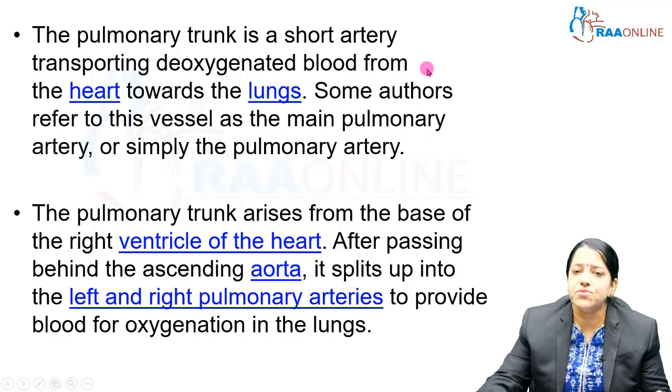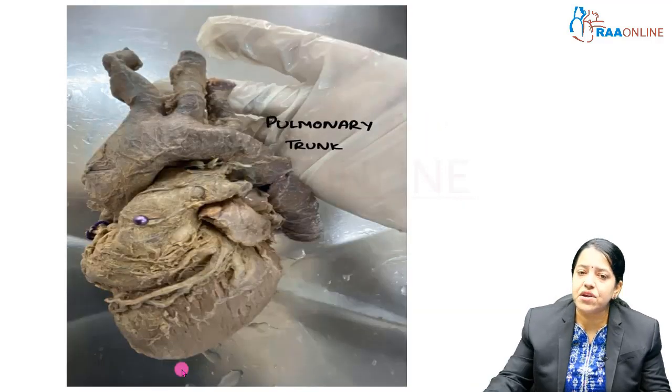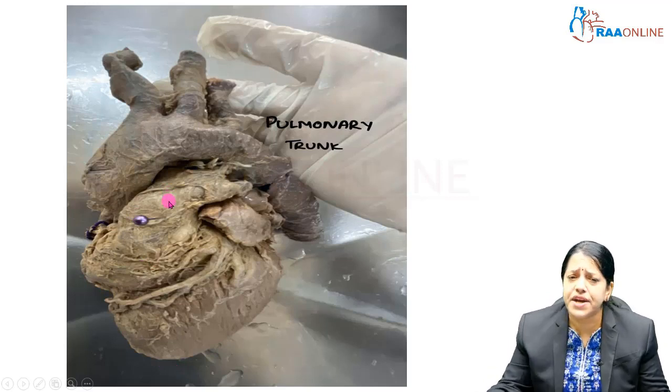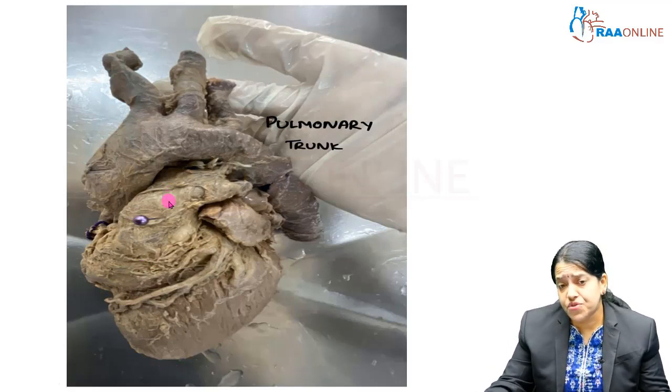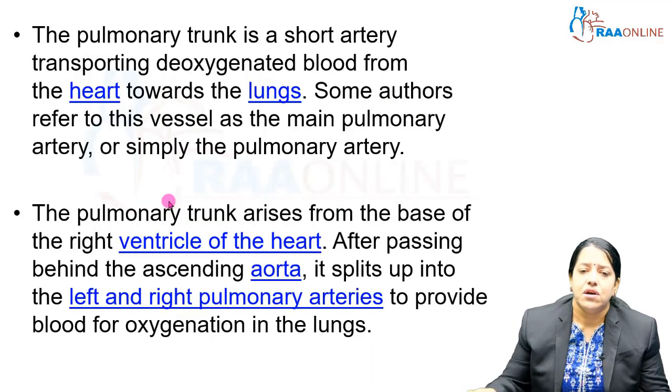Some authors refer to this vessel as the main pulmonary artery or simply the pulmonary artery. You can write it, because here the pinned structure is the pulmonary trunk. So you can even write it as pulmonary trunk. We will give you marks if you write it as pulmonary artery. Then also we will be giving you marks. Okay, so now coming to the thing.